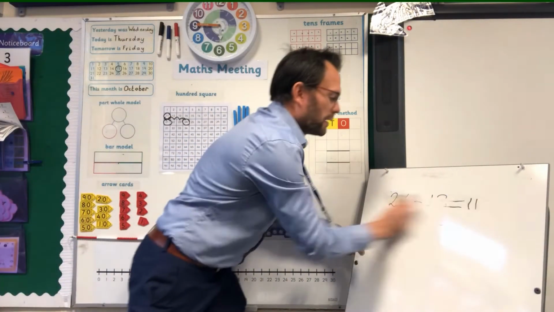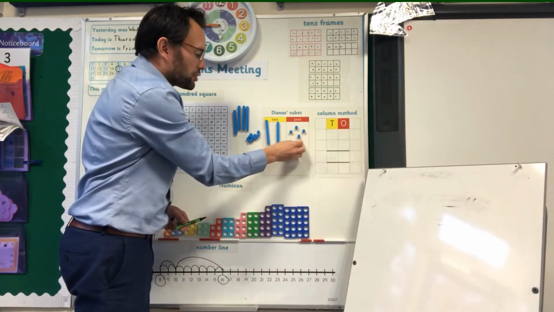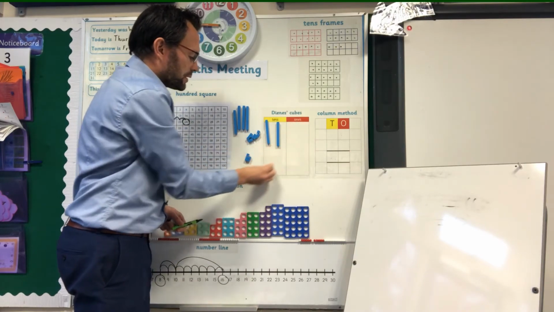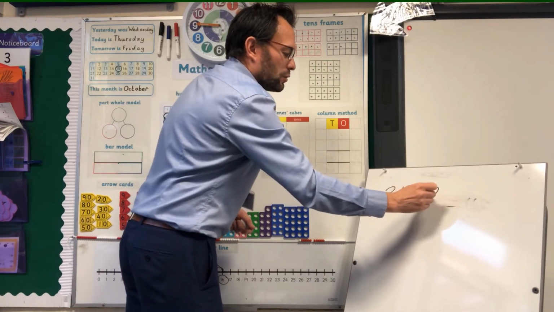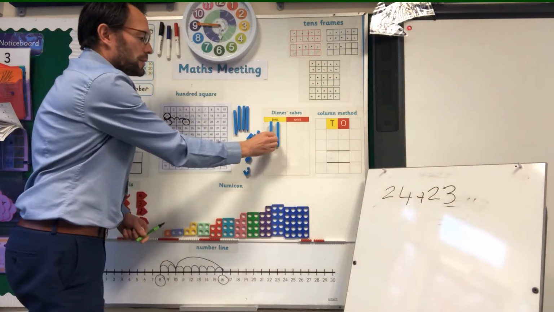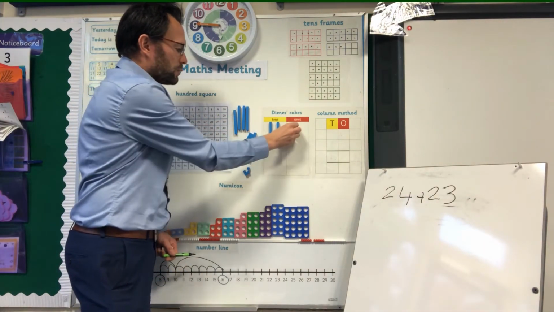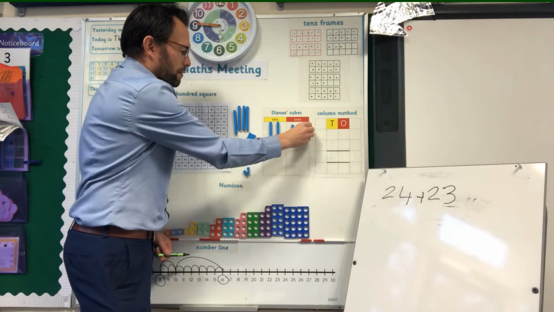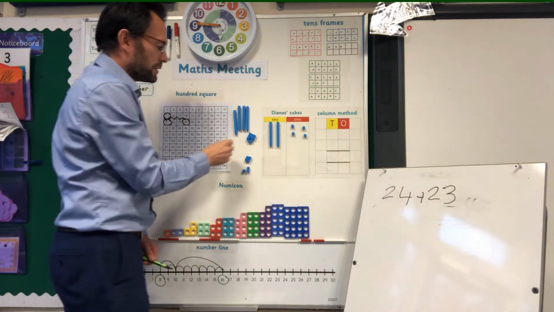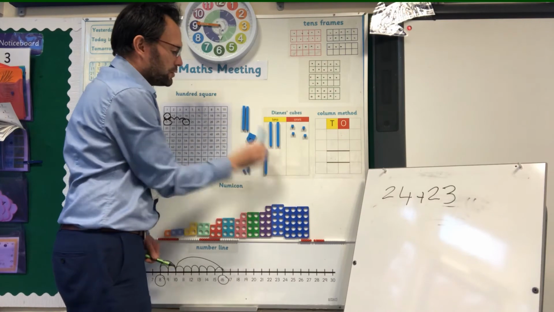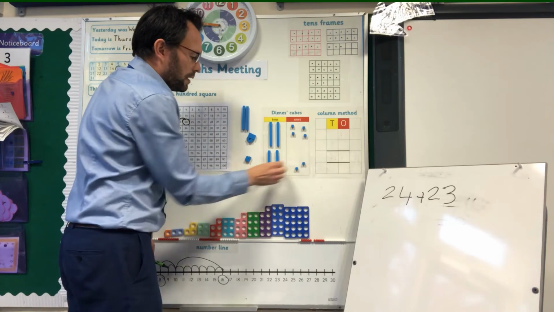Now, another strategy that we have been using is to use our Dienes cubes. So we've been practicing addition so far using our Dienes cubes. So let's use the Dienes cubes to find the answer to 24 add 23. So the first thing we would do is make 24 using our Dienes cubes, which is 2 10s and 1, 2, 3, 4 1s, and then we would make 23, which is again 2 10s, 1, 2, and this time we need 3 1s, 1, 2, 3.